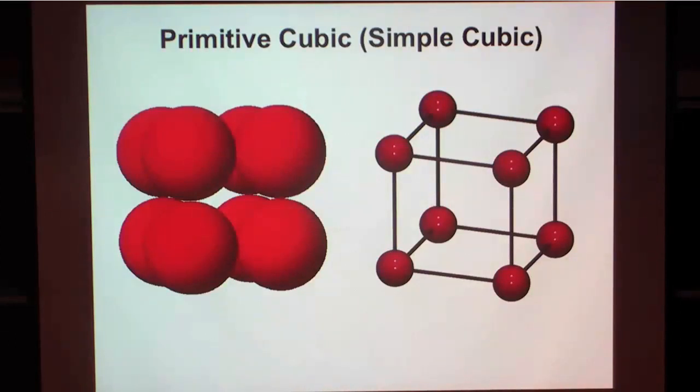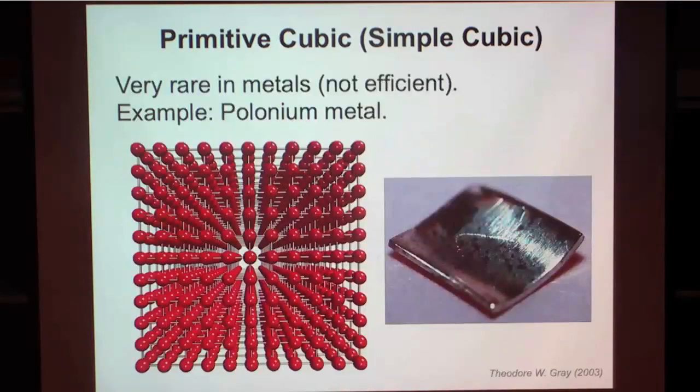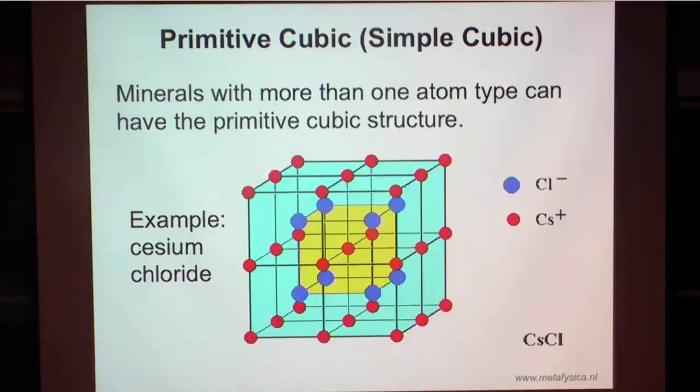In the primitive cubic system, it is quite rare because the packing efficiency is not very efficient. And so one example is polonium metal. This is more for just demonstration purposes. It's not a common structure in minerals or alloys. In a simple cubic system, when you have more than one element, we do have these sort of interpenetrating cubes. And one example is the cesium chloride.